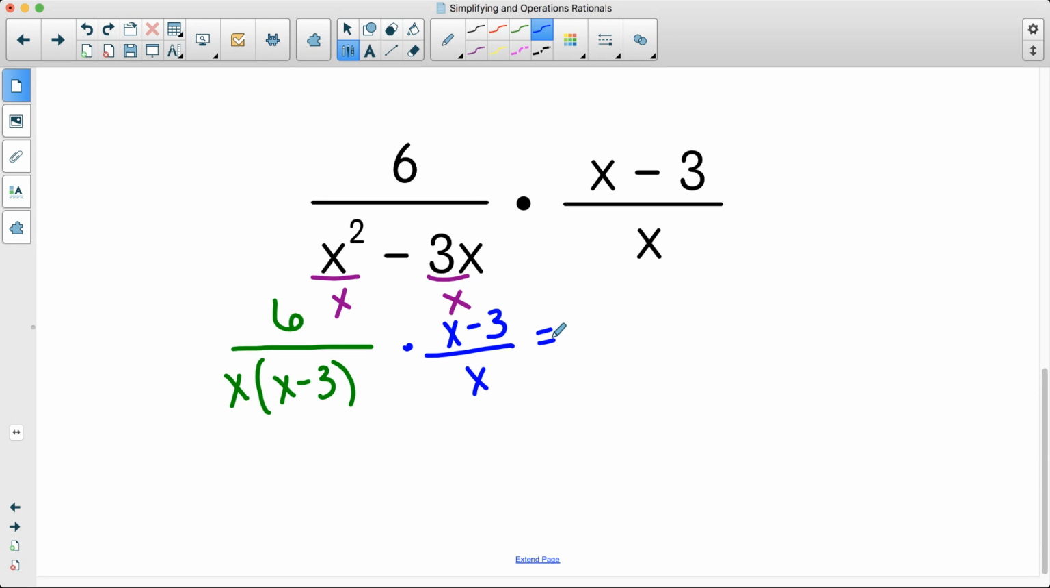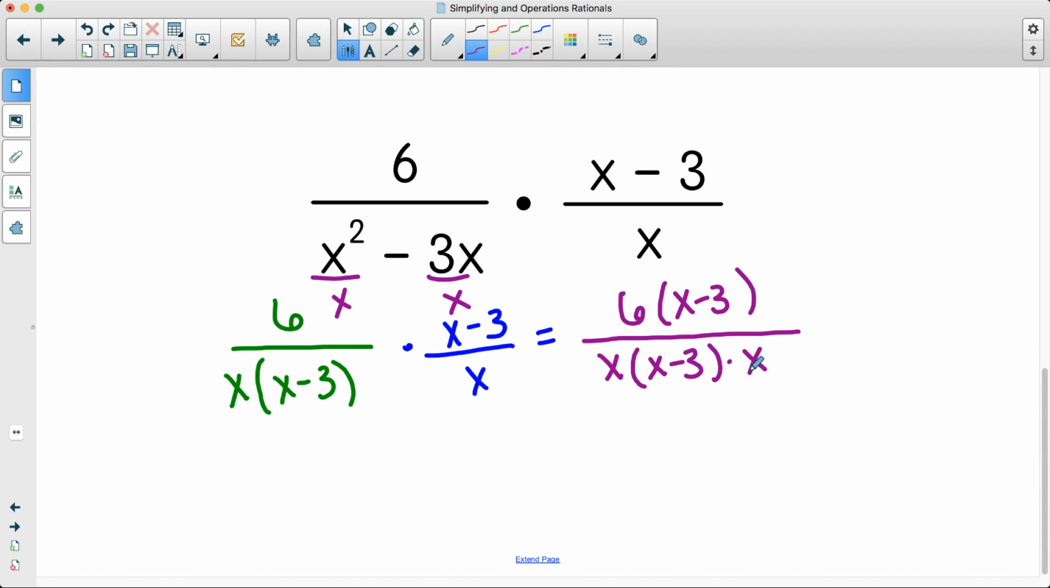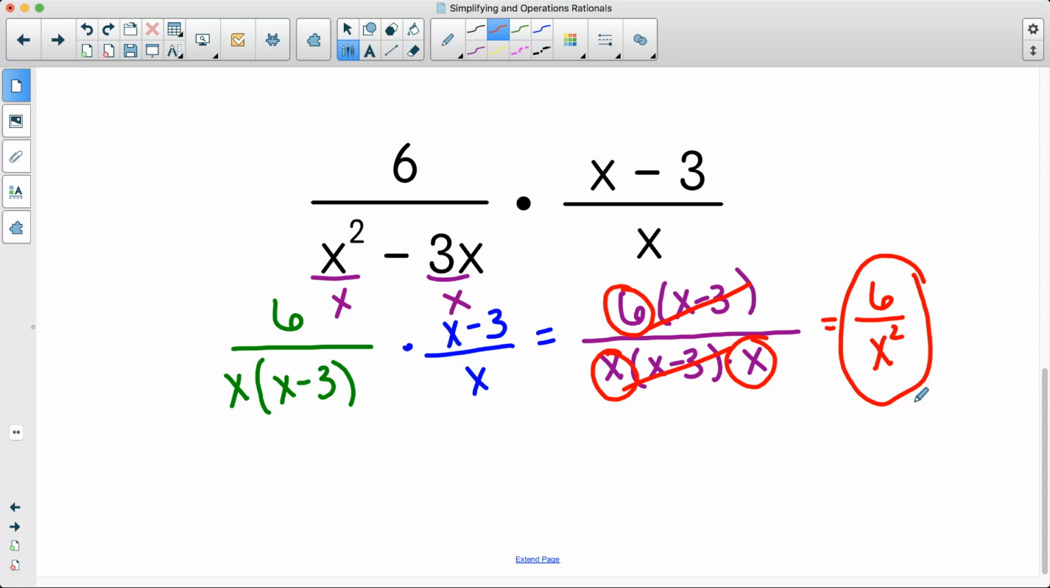So let's go ahead and multiply these together. So take your numerators, the 6 times x minus 3. So they're being multiplied, and the denominator, I've got x times x minus 3 times another x. So let's go ahead and start canceling things out here. In the numerator, I have x minus 3, and I also have x minus 3 in the denominator, so those cancel. I'm left with 6 in the numerator, and I'm left with x times x, which is x to the second power. So that is your final answer.